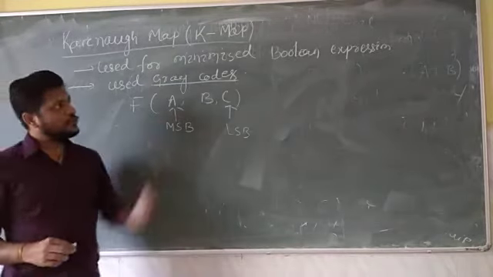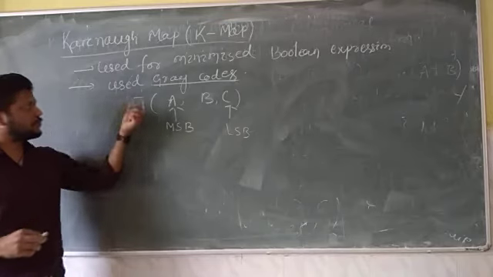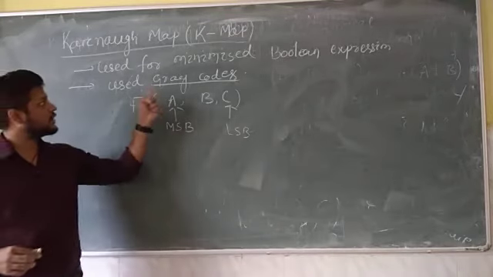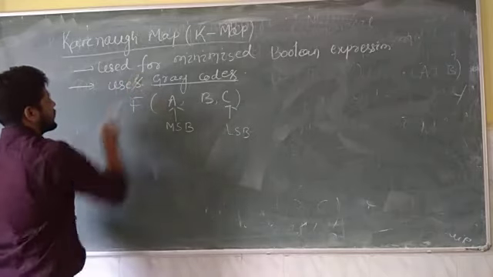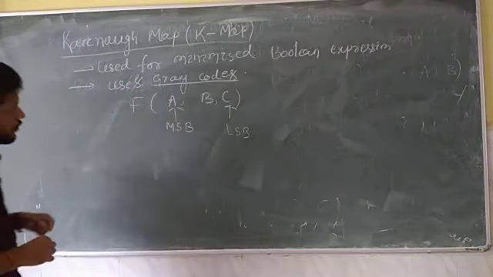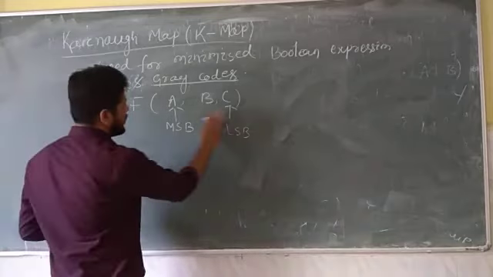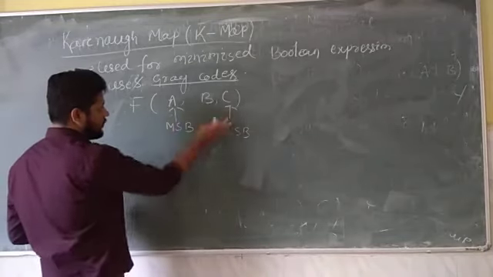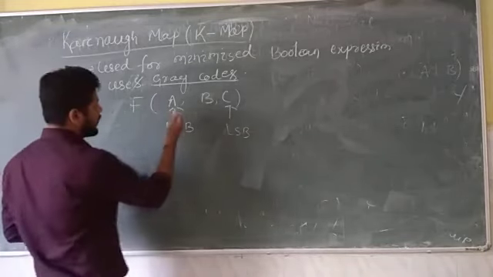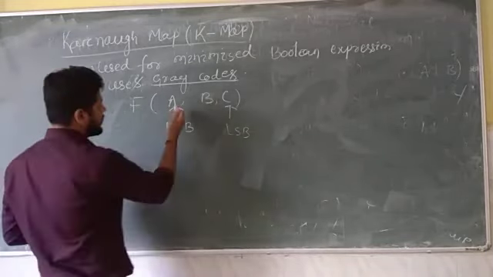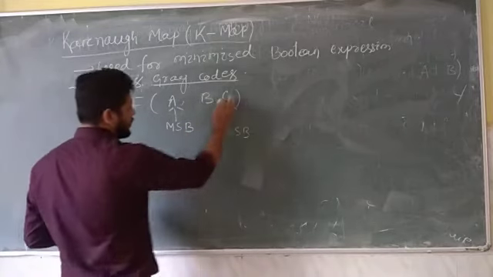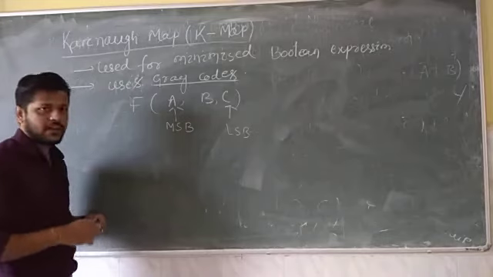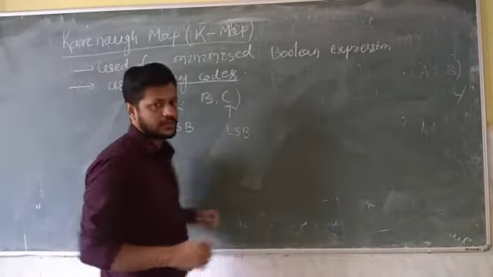So it is used to minimize Boolean expressions, and it uses gray code for your expression. For the function ABC, always remember, the variables inside the bracket are A, B and C. The variable written at the leftmost is known as the most significant bit, and the variable written at the rightmost is known as the least significant bit.